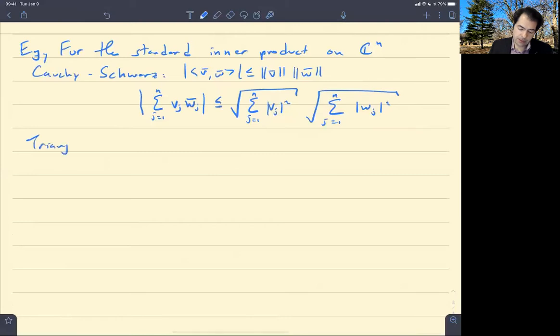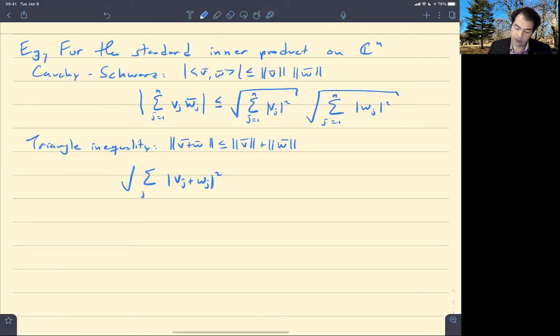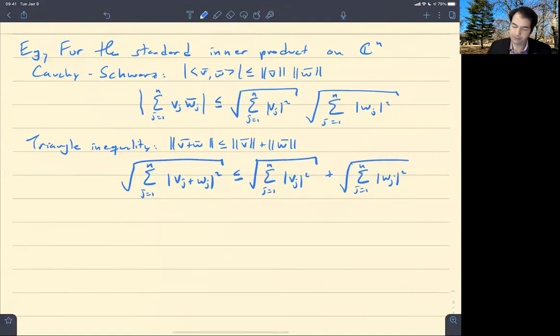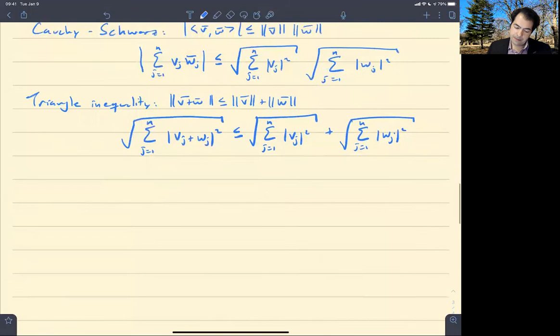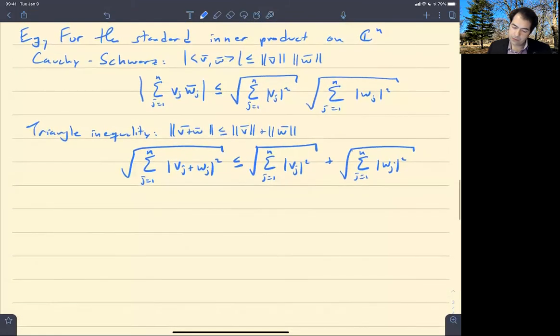Correspondingly, the triangle inequality, right, which says that the norm of v plus w is bounded above by the norm of v plus the norm of w. So in the case of the standard inner product, this says the square root of the sum, j goes from 1 to n, of modulus vj plus wj squared is bounded above by the square root of the sum, j goes from 1 to n, of modulus vj squared, plus the square root of the sum, j goes from 1 to n, of modulus wj squared.